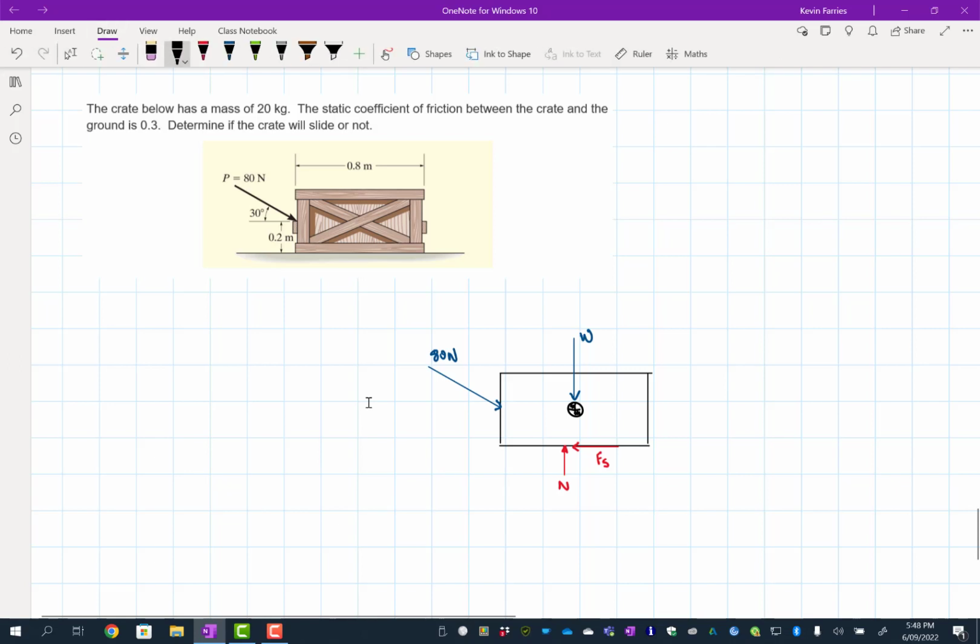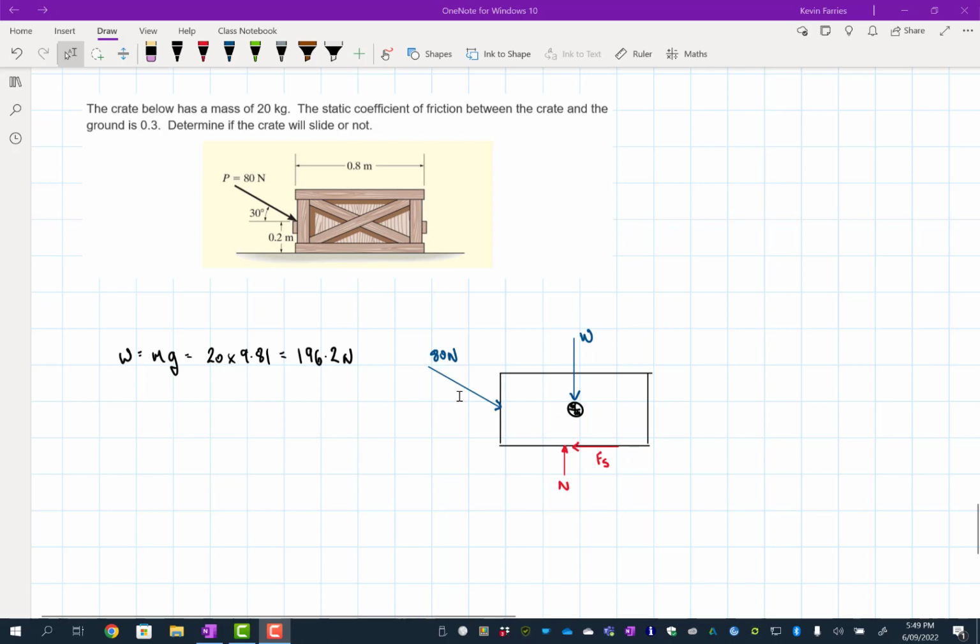So therefore our W is going to be equal to mass times gravity, which is equal to 20 kilograms times 9.81, which is going to be 196.2 newtons. So we know what that force there is.